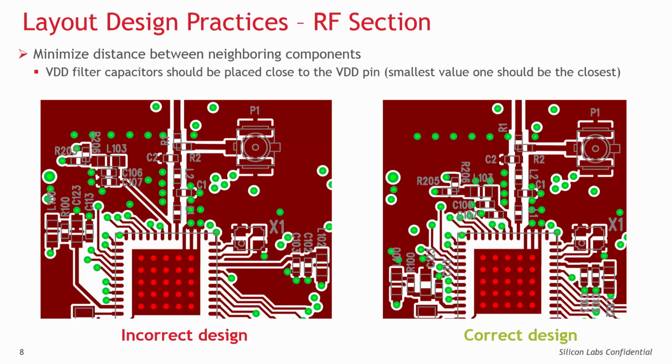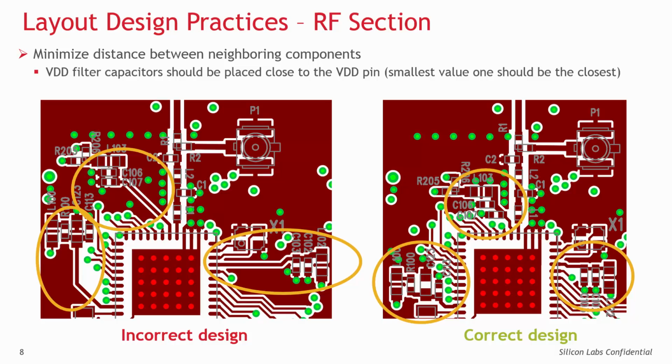offset around the carrier. The largest value capacitor filters the several 100 kHz interferences typically coming from a switching power supply. It can be placed far away from the VDD pins and is not required in case of battery operation. VDD filtering capacitors should be placed close to the VDD pins. The smallest value one should be the closest.